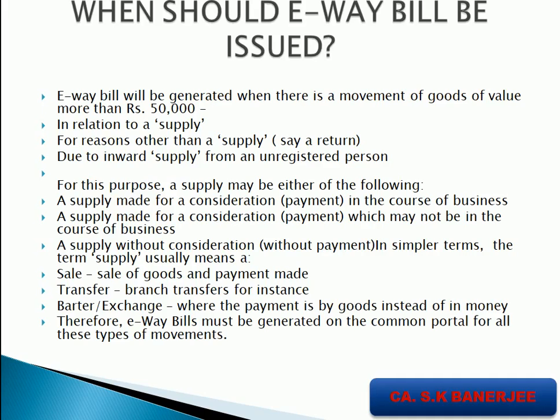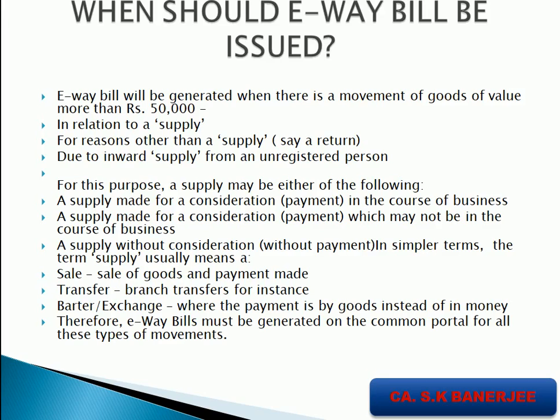Now, when should an e-way bill be issued? An e-way bill will be generated when there is a movement of goods of value of more than rupees 50,000 in relation to supply. So whether the movement is in relation to supply, or if goods are moved for reasons other than supply, say for the purpose of a return of goods due to inward supply from an unregistered person. So if the goods are for inward supply also, but from an unregistered person, you have to issue e-way bills.